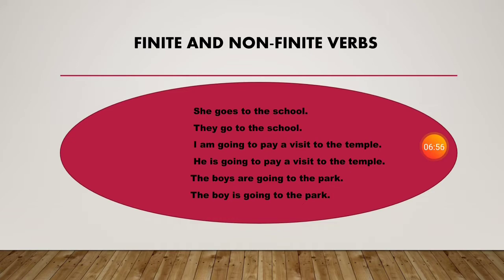We use s, es or ies after the doing word. So she, he, the boy goes, is, and again is. Similarly, they go to the school. They is written in plural form, right? So we have used go. I, we always use am after I, and the boys, again plural, so we use are.